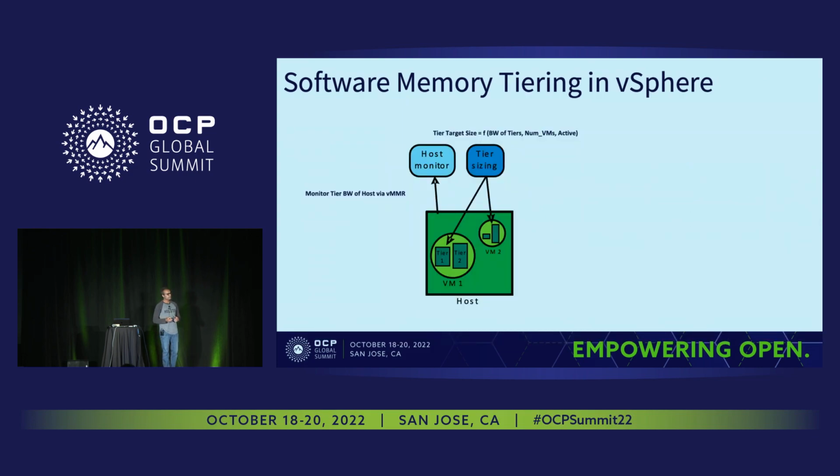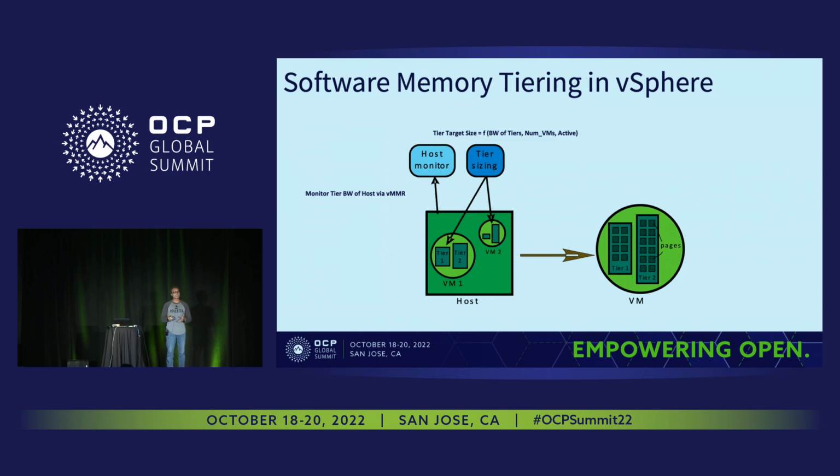So after you have figured out the tier target sizes, if we zoom into the VM, of course you have memory allocated to the VM. It's broken down into pages, and we want to decide where you want to put your pages. Of course, it depends on which pages are being actively accessed and which are not. So you classify them as hot pages or cold pages. Hot pages would go into your faster tier, and cold pages would go into the slower tier.